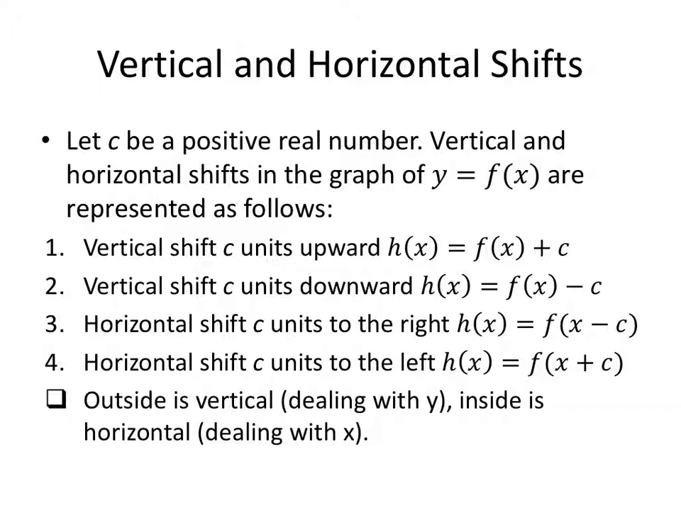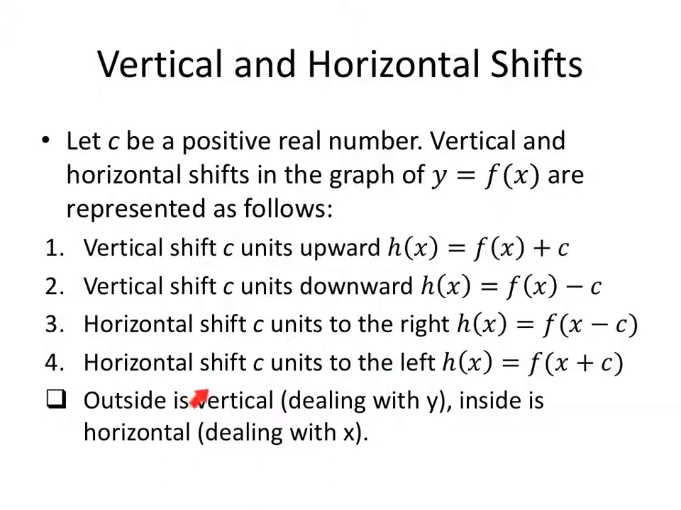Vertical and horizontal shifts in the graph of y equals f of x are represented as follows. If we add a value C to the y, the graph shifts up c units. If I want to shift downward, I'll subtract c. So we do all the function stuff and then we subtract from the output. So it affects the y values directly. We'll have an up shift or a down shift by adding on the outside of the function or subtracting on the outside of the function.